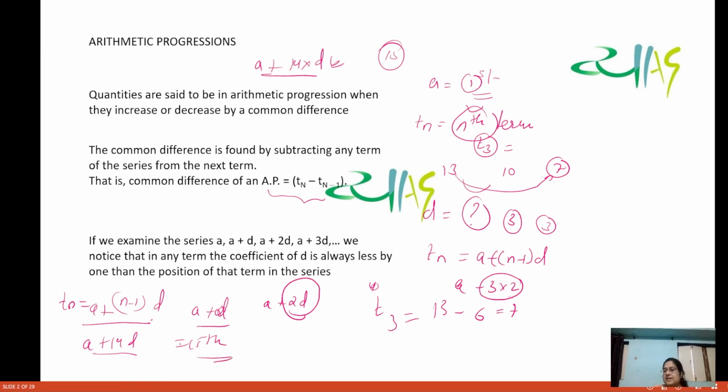I hope everybody understands this, because once you internalize these concepts, it becomes so easy for you.